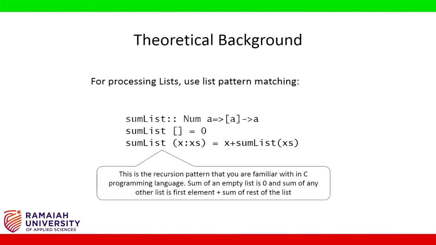For processing lists, use list pattern matching. Recursive functions with pattern matching are used in Haskell for list processing. A cons operator is used to split the head and tail of a list. The base condition occurs when the list is empty.